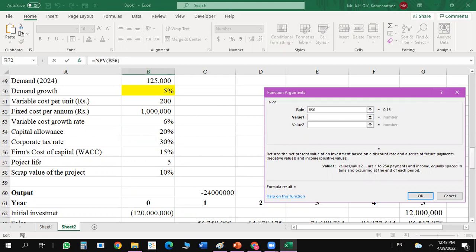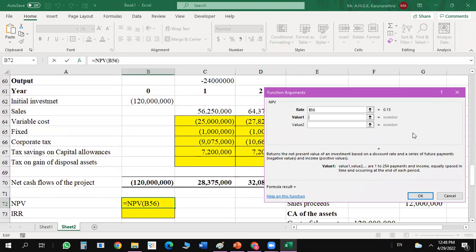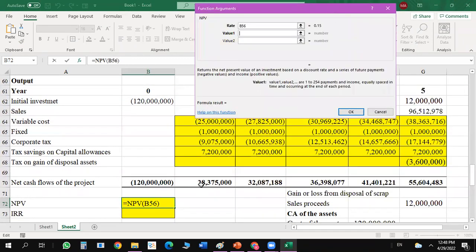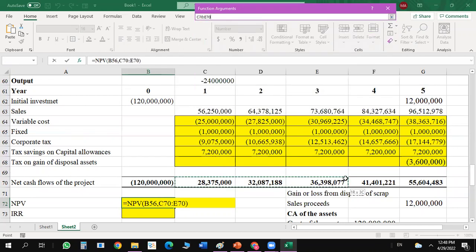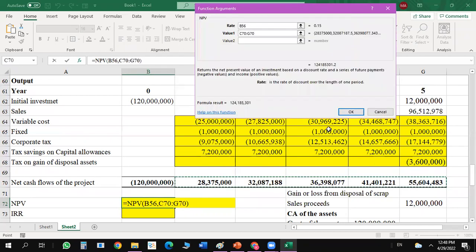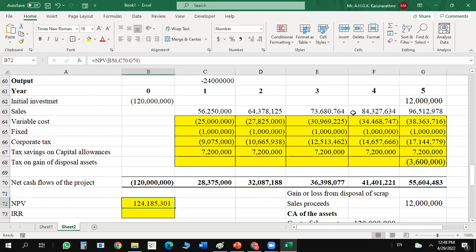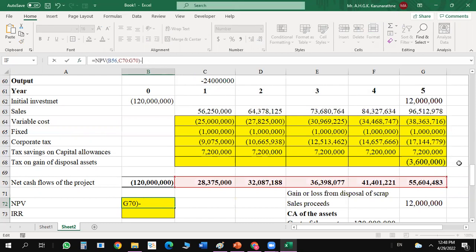Then give the values, except the initial cash outflow. Then say okay. That is taken without considering the initial investment. From this we deduct the initial investment, or we can add it as a minus.